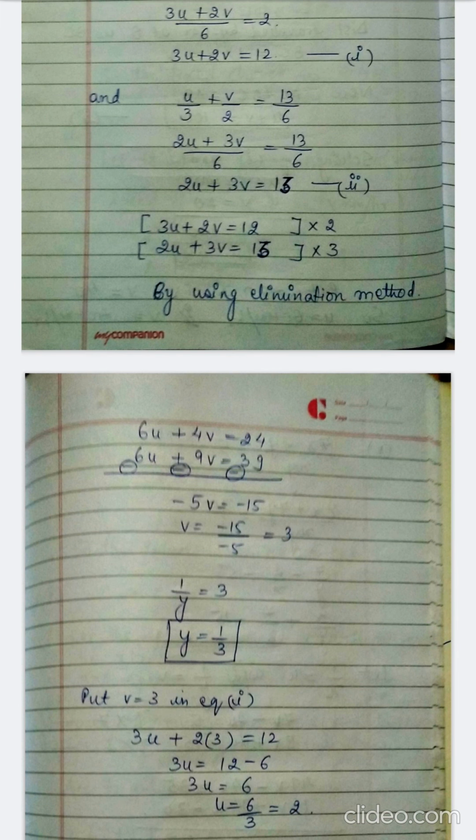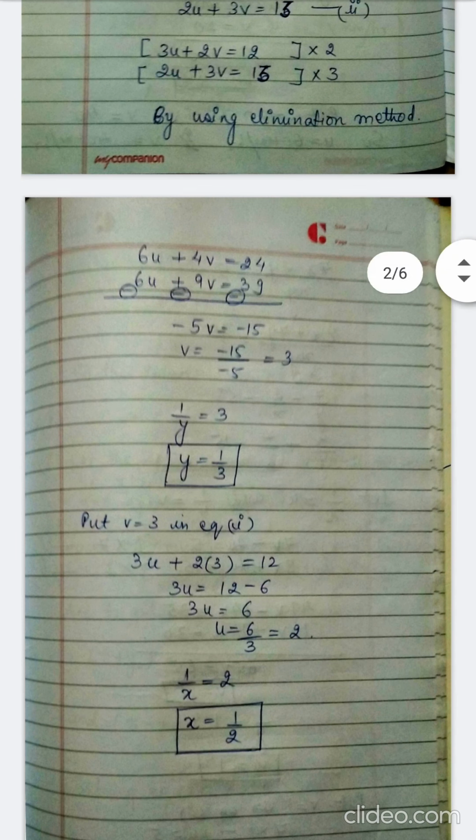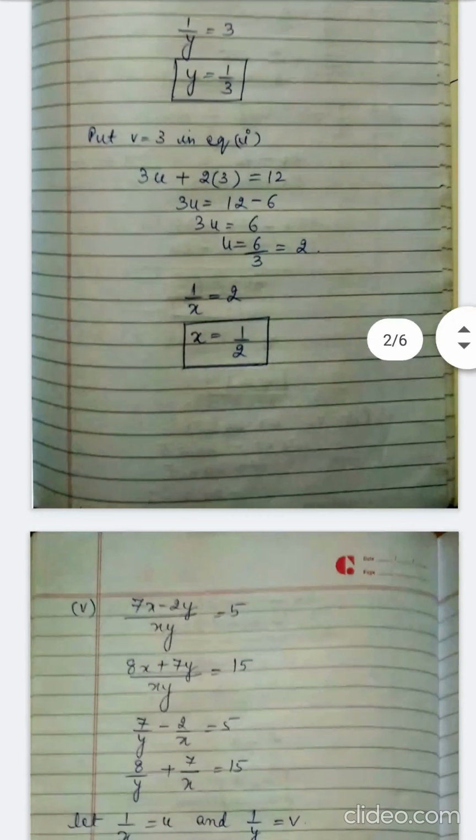But here we assumed v is equal to 1 by y, that is 1 by y is equal to 3 and y is equal to 1 by 3. Put the value of v in the first equation, we get the value of u which is equal to 2. And what is u? u is 1 upon x, that is 1 upon x is equal to 2, so x is equal to 1 by 2.